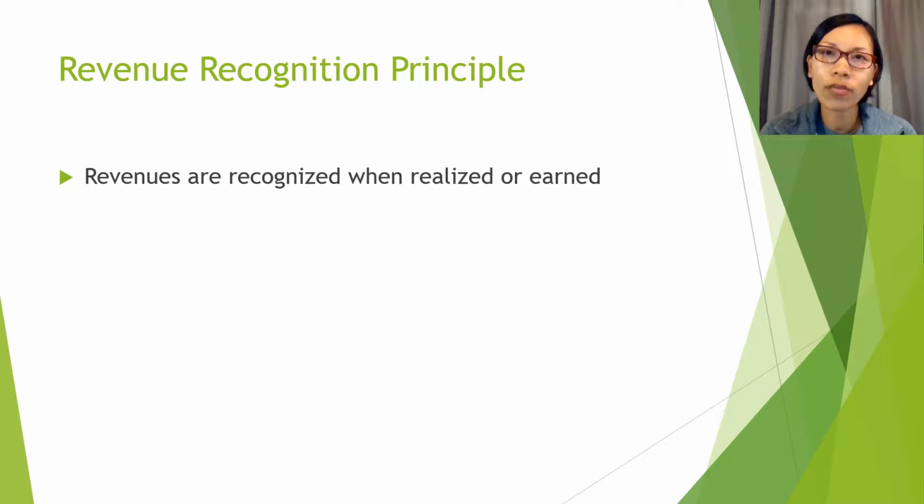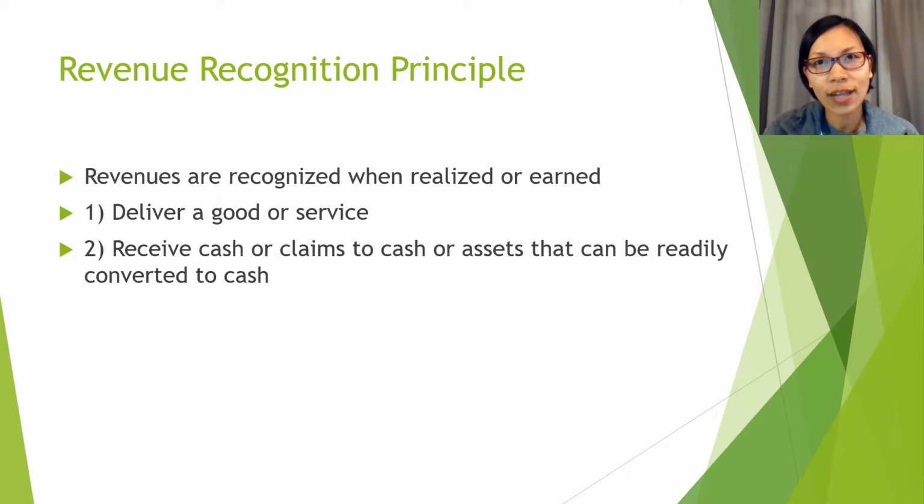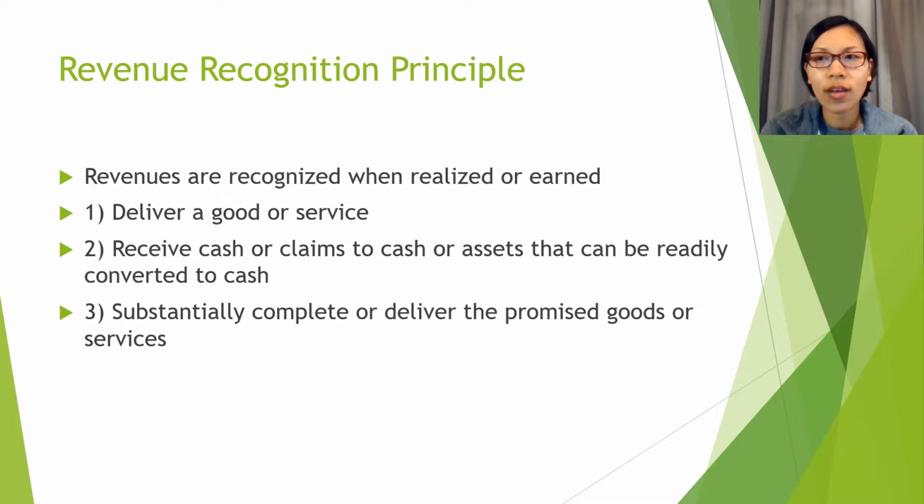Next, let's talk about the revenue recognition principle. You should recognize revenue when the revenue is realized or earned. For revenue to be realized or earned, a few things need to happen. First, you need to deliver the goods or services. Second, you should receive cash or claims to cash, or assets that can be converted to cash. Third, the earning process needs to be substantially complete, meaning you have delivered the promised goods or services.